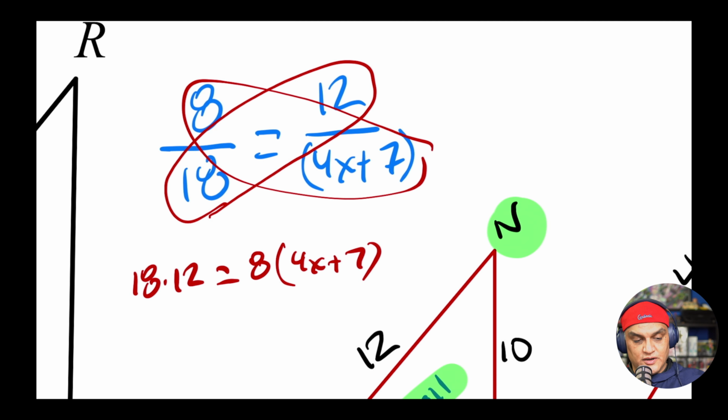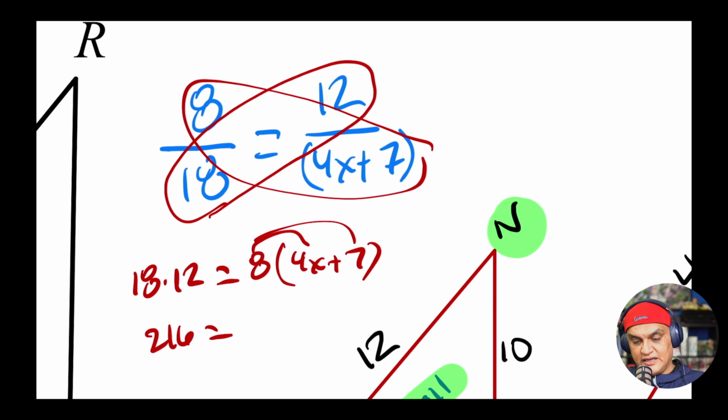So 18 times 12, I'll turn on my calculator. 18 times 12 is 216, equals, and then I distribute.